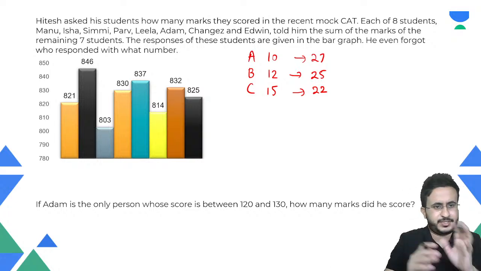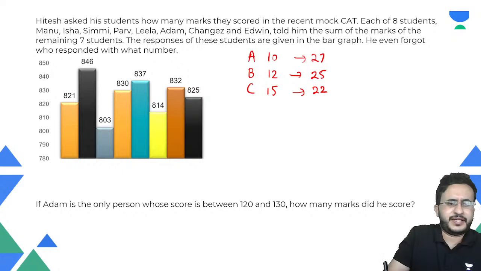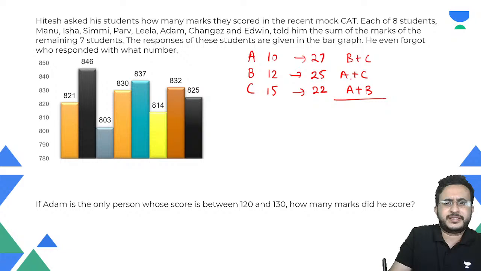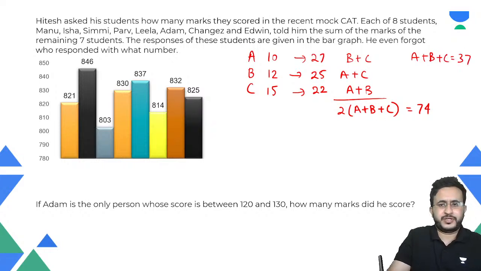So let us try to understand it. Okay, so I think you have put some effort. So what does A actually tell us? A is telling B plus C. What is B telling us? B is telling A plus C, and C is answering A plus B. So when we add these, we will get 2 times (A plus B plus C) equal to 74, right? So A plus B plus C is 37. That is the actual number.